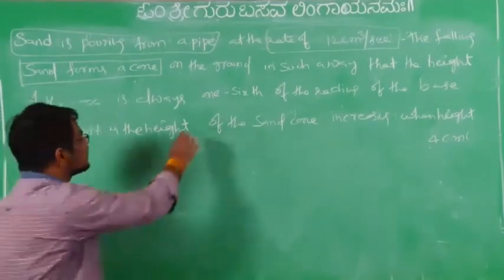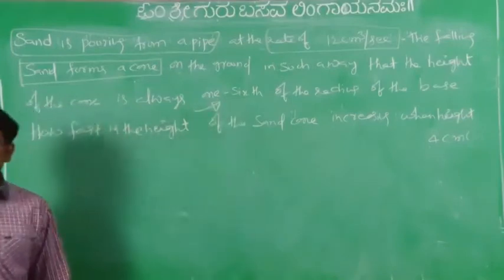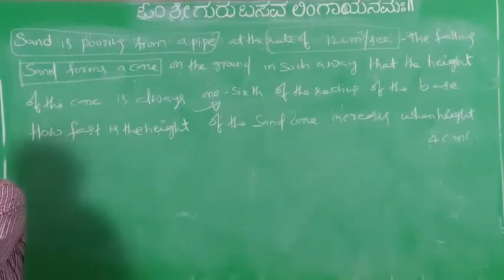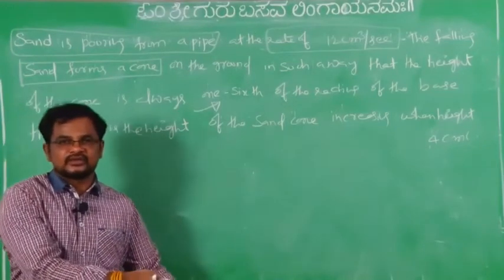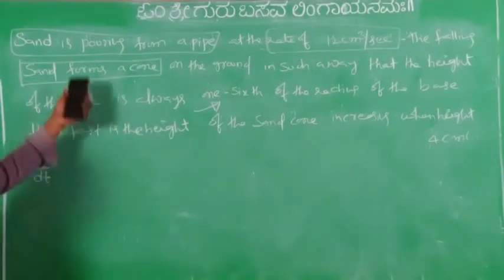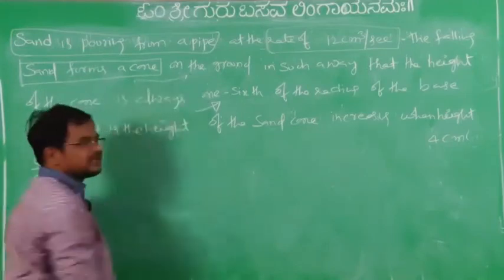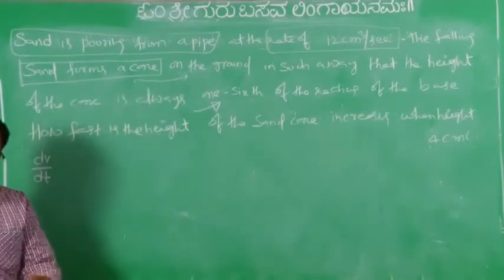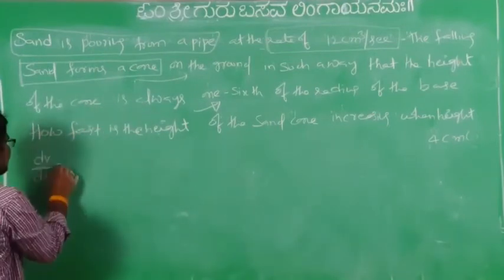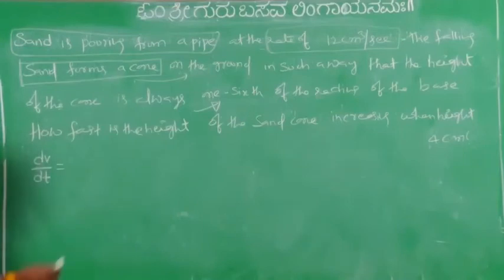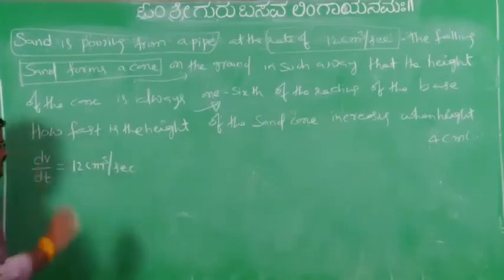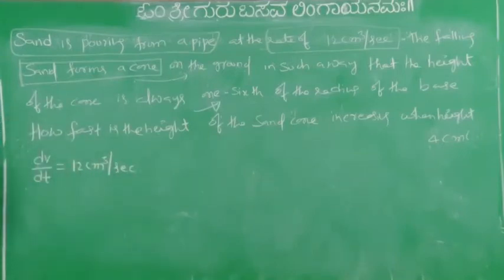In this problem, what is our figure? Cone. So the pouring sand forms a cone. What is given? dV by dt, because the volume is increasing here. Means the pouring sand is forming a cone. dV by dt equal to what they given? 12 centimeter cube per second they given. Right? This is given. Next.